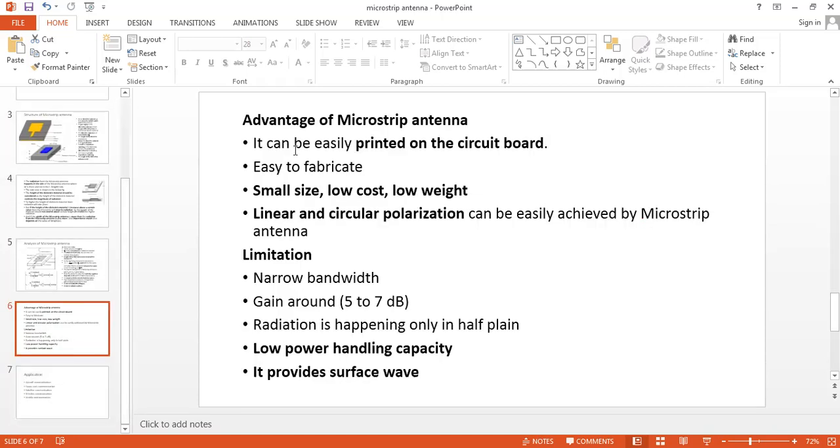Advantages of microstrip antenna. As I told you before, it can be easily printed on a circuit board. It is easy to fabricate. It is low size and low cost, and linear and circular polarization can be easily achieved by the microstrip antenna.